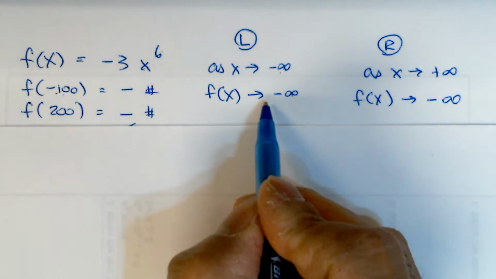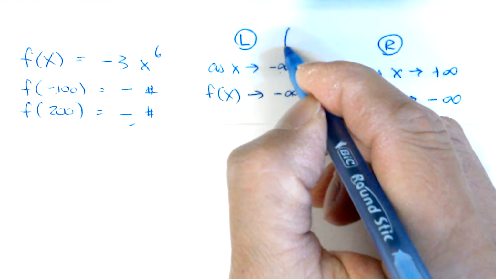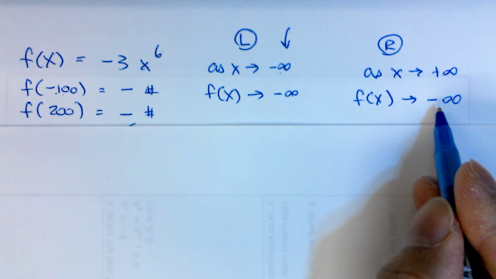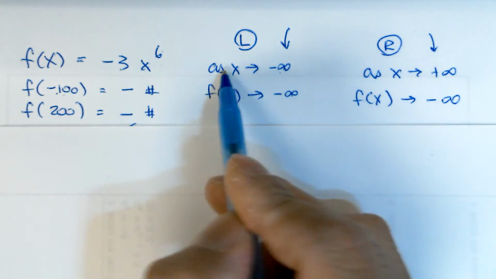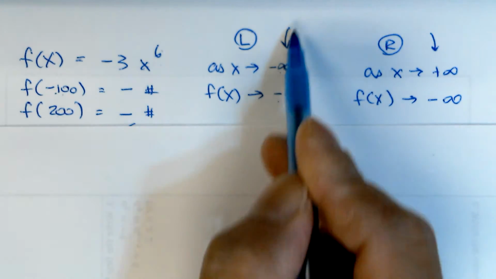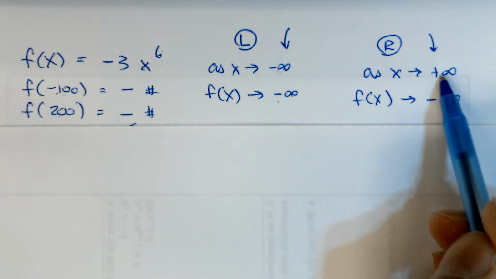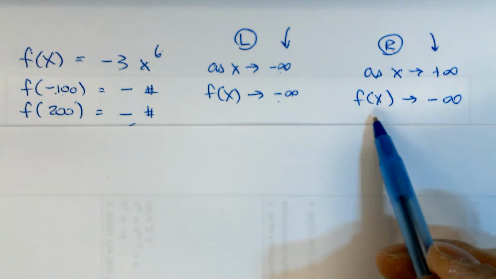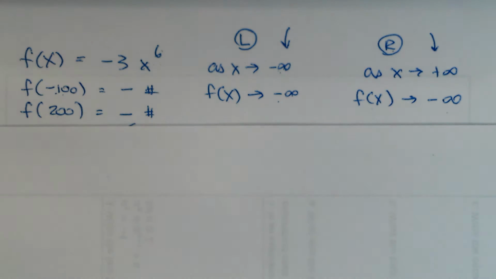And graphically, to remind you, this means on the left-hand side, the graph is opening downwards, and on the right-hand side, the graph is also opening downwards. Negative infinity for x means the left-hand side. f of x approaching negative infinity means opening downwards. As x approaches positive infinity means on the right-hand side, f of x approaches negative infinity means that the graph shoots downward.